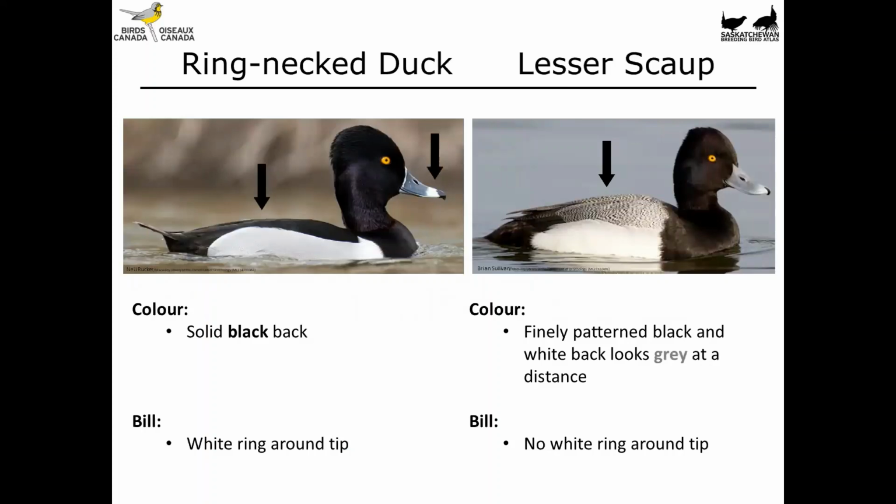So comparing the ringneck duck and lesser scaup, the color on the ringneck duck on its back is solid black, whereas the color on the lesser scaup is this finely patterned black and white barring that actually looks gray from a distance. And the bill on the ringneck duck has a white ring around it, whereas there's no ring on the bill of the scaup.